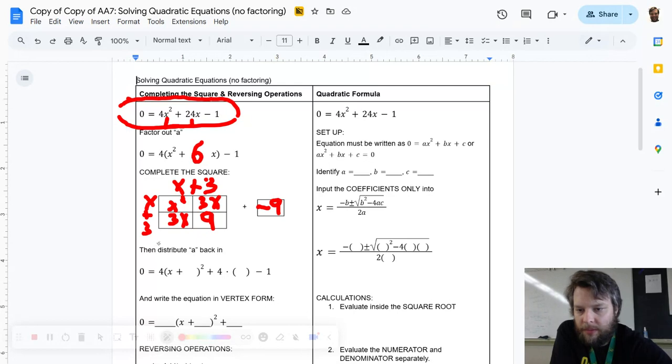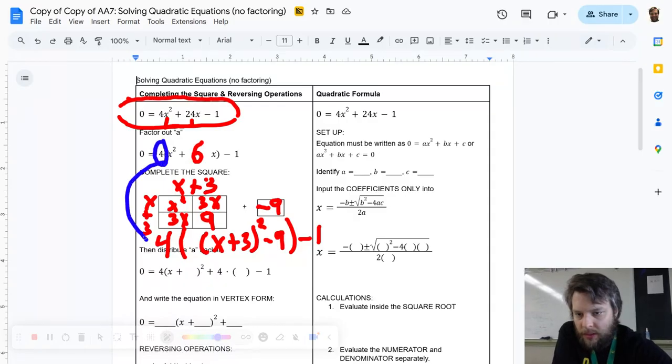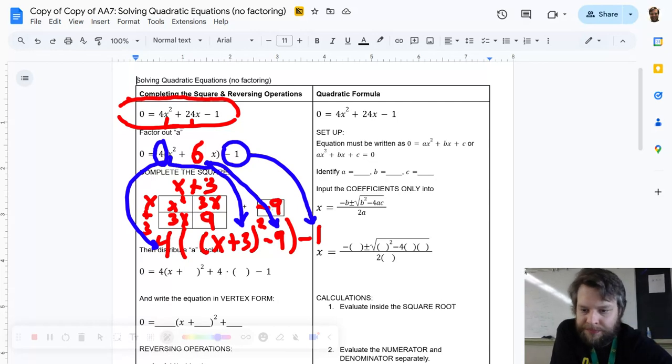So that means our problem looks like this. 4 times x plus 3 squared minus 9, and then we have minus 1 there. I know that can be kind of a lot. I took the 4 and just brought it down here. I took the minus 1 and brought it down here. I completed the square on the inside. Half of 6 is 3. 3 squared is 9. So that's where all those numbers come from.